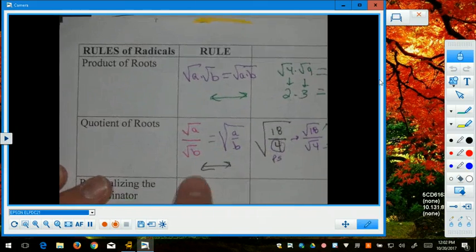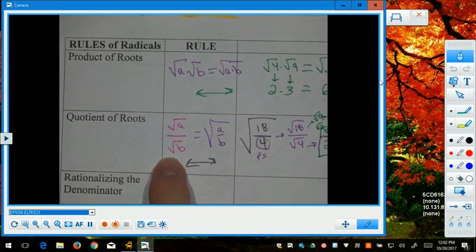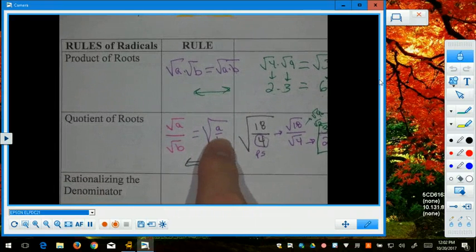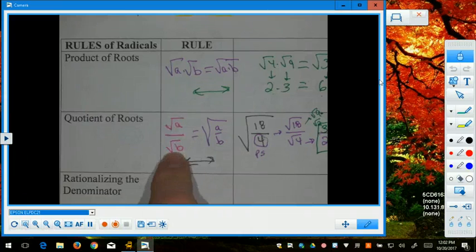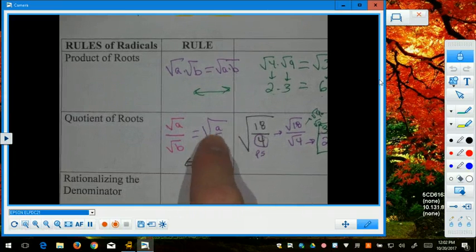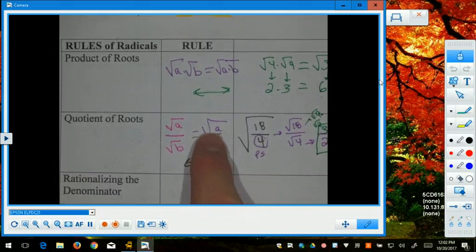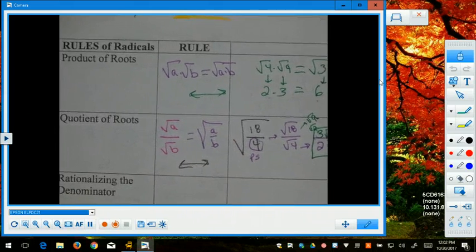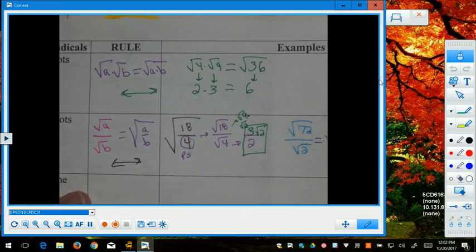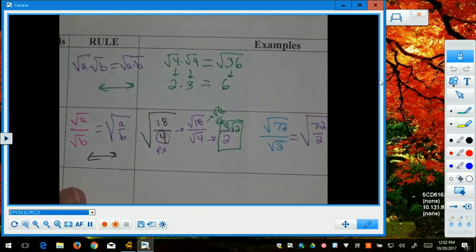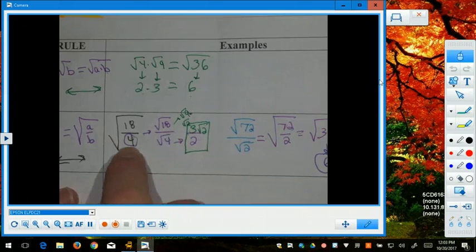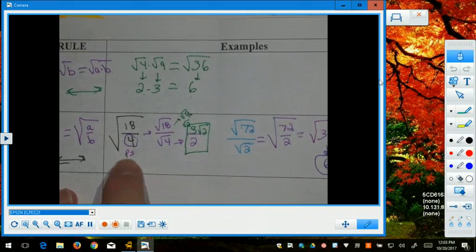When we're doing the quotient of roots, we normally start with a fraction. We might start with 2 radicals, though, 2 radicals that are divided. And so I can bring them together under 1 radical. Now there's a time where I want to separate them and a time where I want them to stay together, at least initially. Eventually, I do want to separate them. The time where I want to leave them together initially is when the denominator is a perfect square.